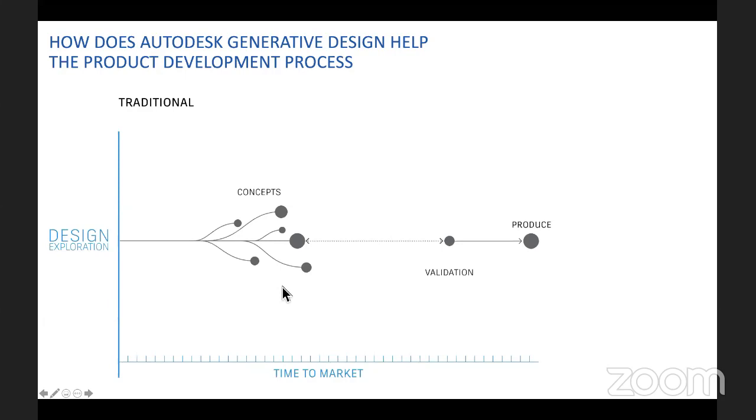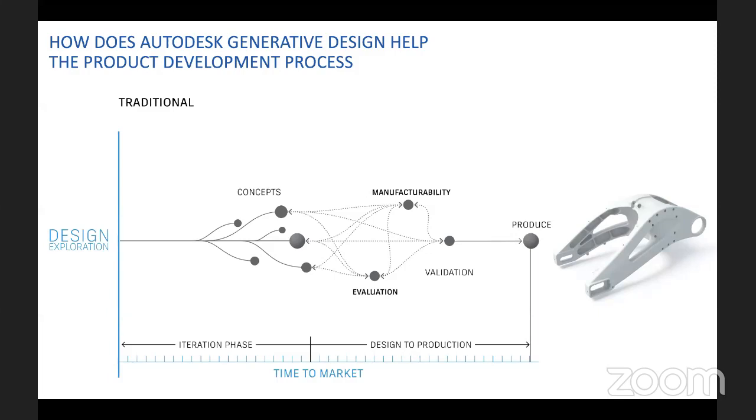So there's a gray area between concept designing and validation, and that includes a lot of things: evaluation, manufacturability, and all these things. A lot of back and forth happens while concept design is taking place. From the iteration phase to the design to production phase, there is a lot of iteration and discussion that consumes a lot of bandwidth.